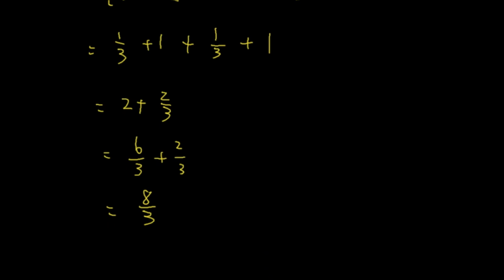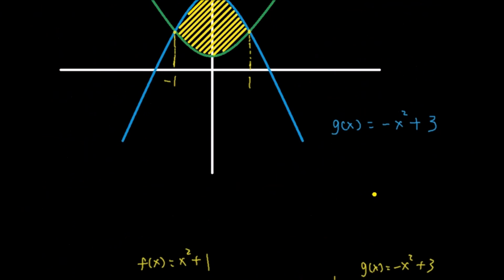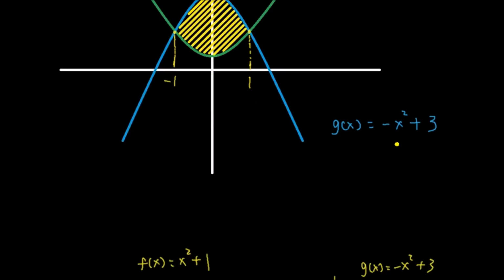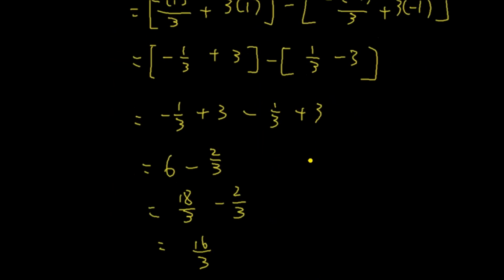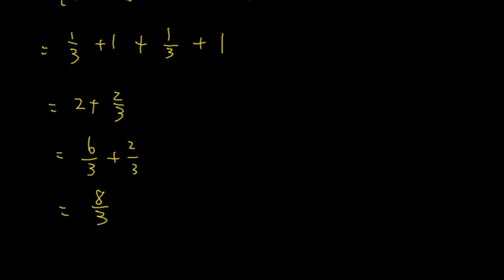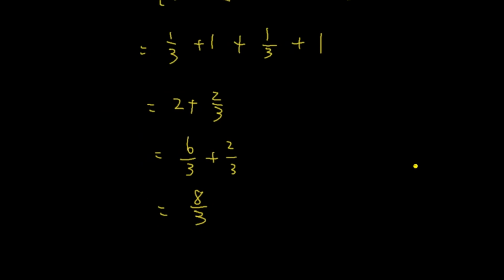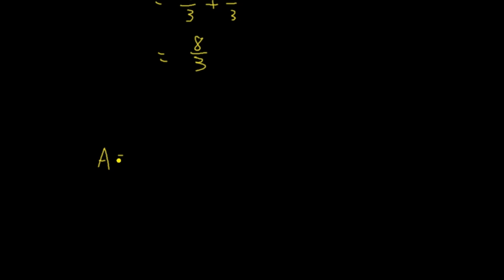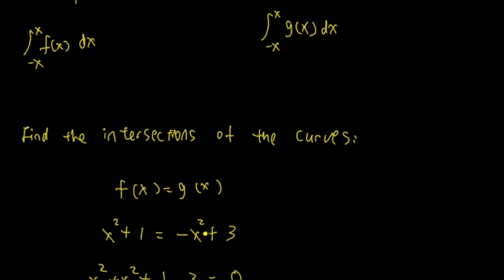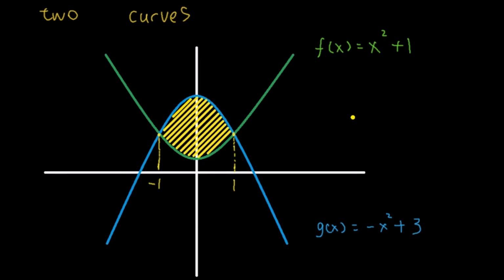Okay, so now we found that the area under the green curve here is 8 over 3. We know the area under the blue curve from negative 1 to 1 is 16 over 3, and the area under the green curve from negative 1 to 1 is 8 over 3. Then we just need to subtract to get the area of the shaded region in yellow. 16 over 3 minus 8 over 3. What is that equal to? 16 minus 8 is 8, so 8 over 3. That is the area of the yellow shaded region here.